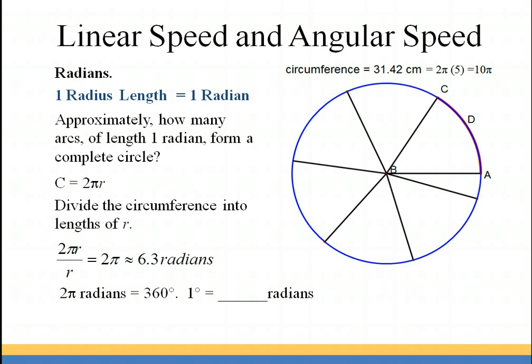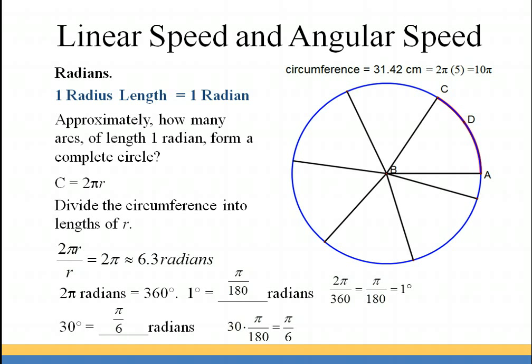So how many radians is 1 degree? Well, we're going to take 2 pi and divide it by 360 to get pi over 180 radians for 1 degree. So that gives us a conversion factor to go from radians to degrees, or degrees to radians. So what we're going to do is figure out how many radians we have if we have 30 degrees. We take 30 and multiply it by our conversion factor, and we get pi over 6. So 30 degrees is the same as pi over 6 radians.